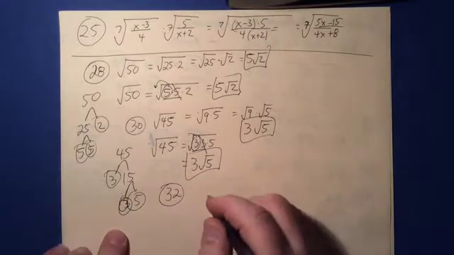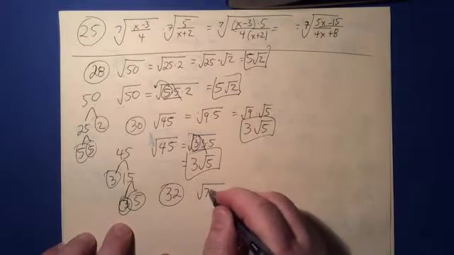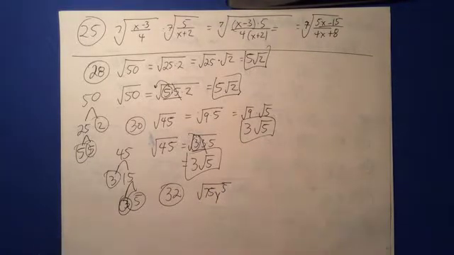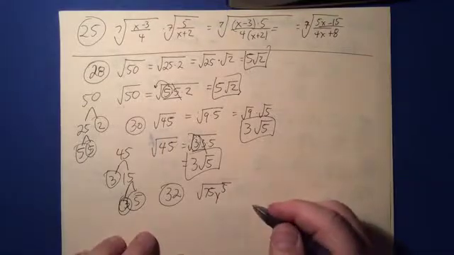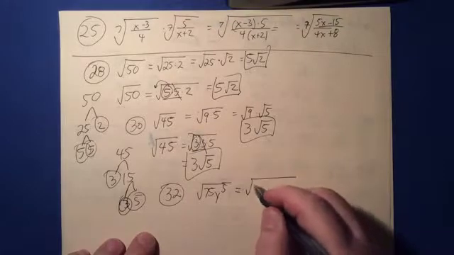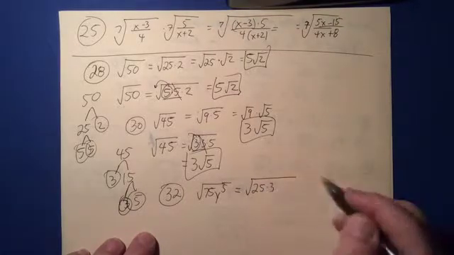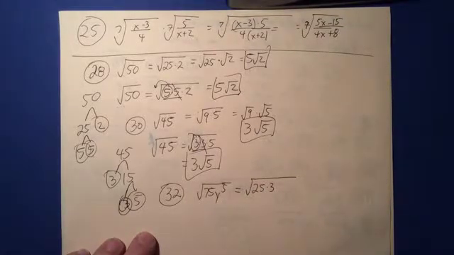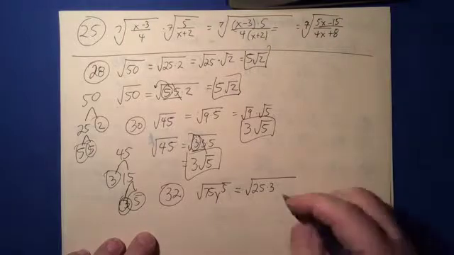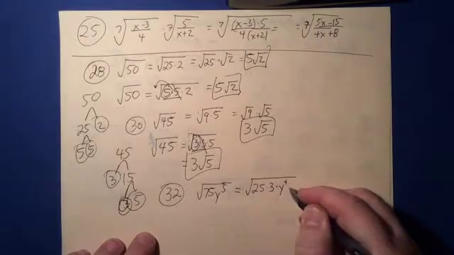32. So here we have the square root of 75y to the 5th. So as we get this, the square root of 75y to the 5th, well, one way we can break this down, I can write this as the square root of 25 times 3, and then y to the 5th is not a perfect square, but I need to be able to write y to the 5th with the largest even exponent times just an odd number. So I can write this as y to the 4th times y.